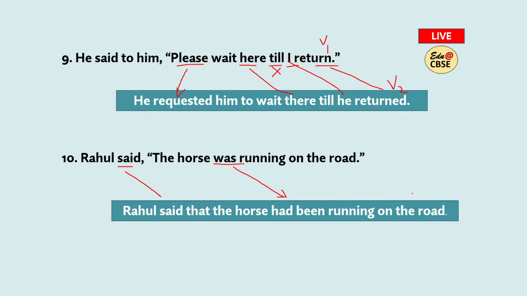This is the correct answer. Yes, Mahima. Rahul told that the horse had been running on the road. It's running, sorry, it's not raining. Yes, a typing mistake. Anyways, so 10 sentences of reported speech we have done. 10 sentences of modals we have done.